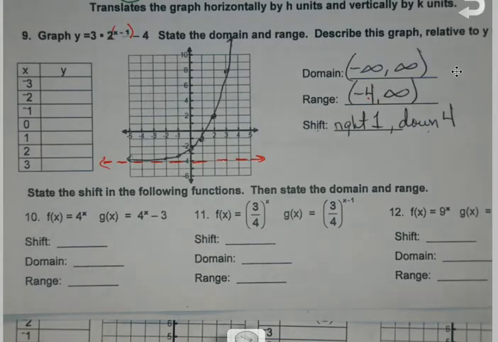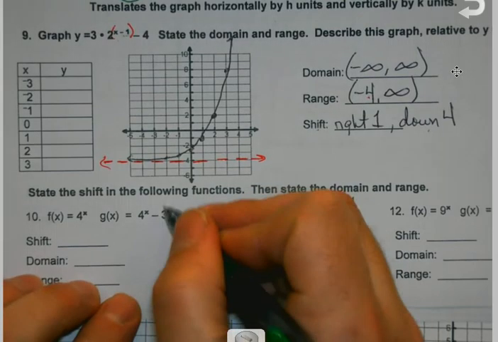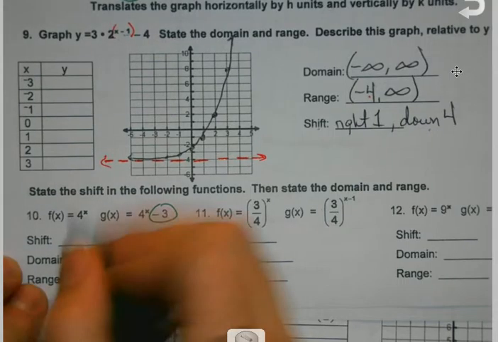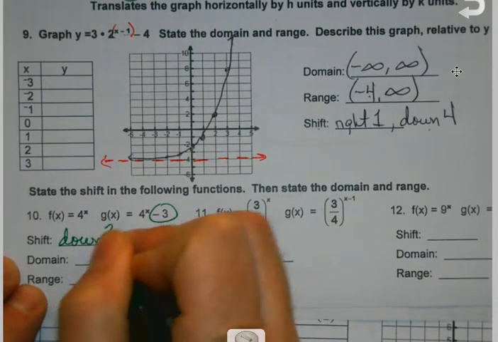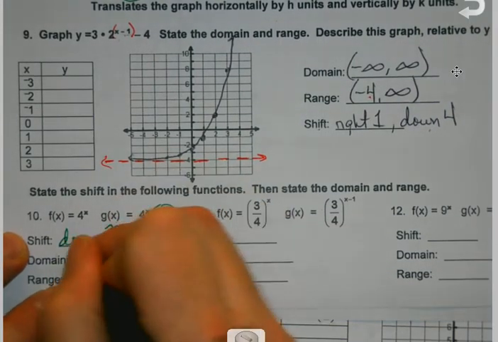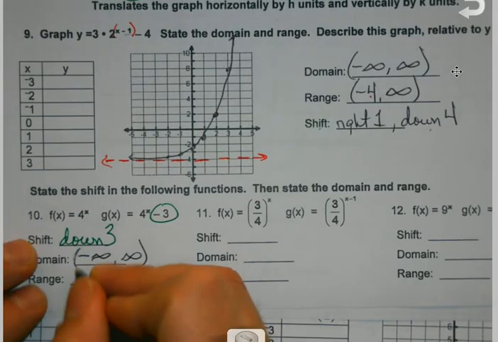Notice we don't have graphs anywhere. So f of x is my original, and this is my new. So basically all it's asking for is what's changed. What's that -3 going to do shift-wise? Which direction are we heading 3? Down 3, because it's not in the exponent. So if I shift down 3, that still does not change my domain at all. It never has. But what's that going to make my range become? -3 to infinity.